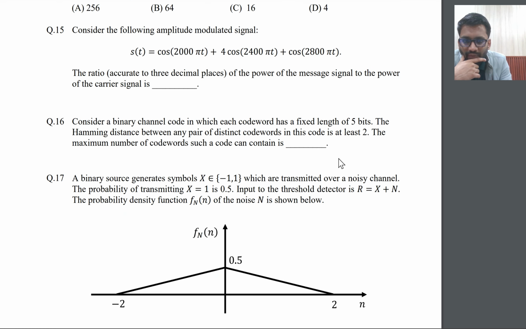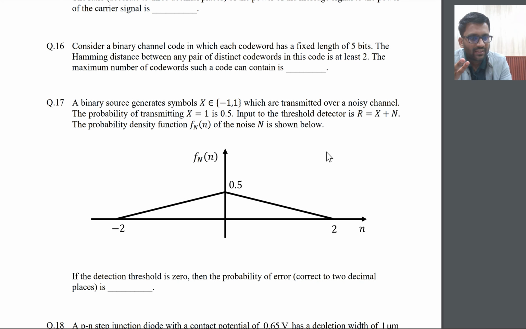Now binary code, Hamming code, this is something that you also study in communication system only. So if you have no idea of Hamming code at all, then you need to drop it. Now, although this is very straightforward, again you need to have studied it in communication system, and if you have no idea of that, then you need to drop it.